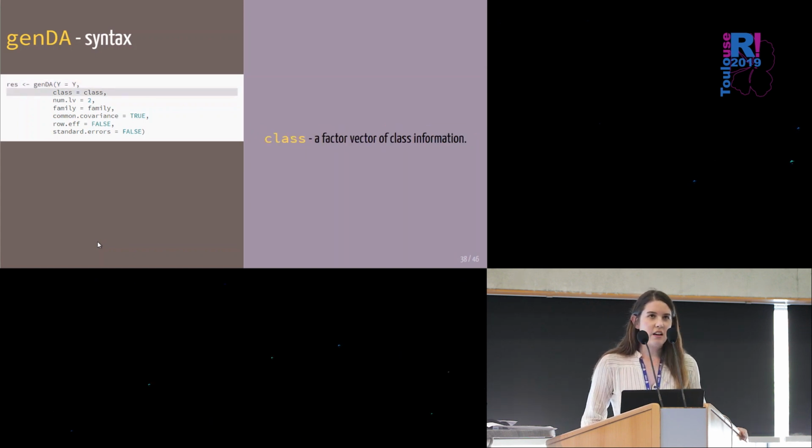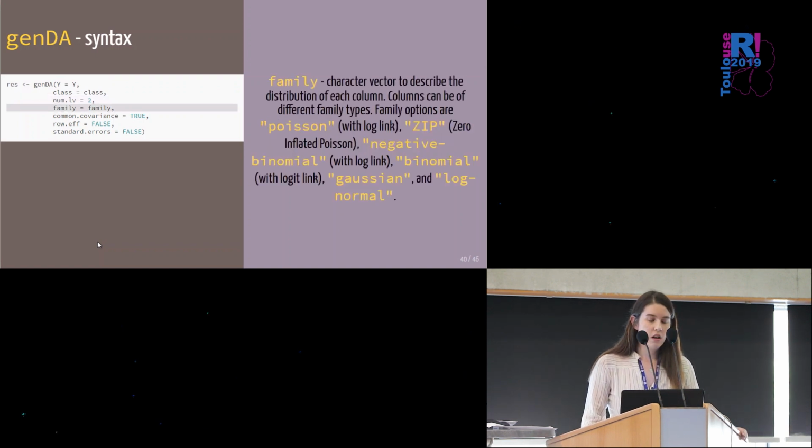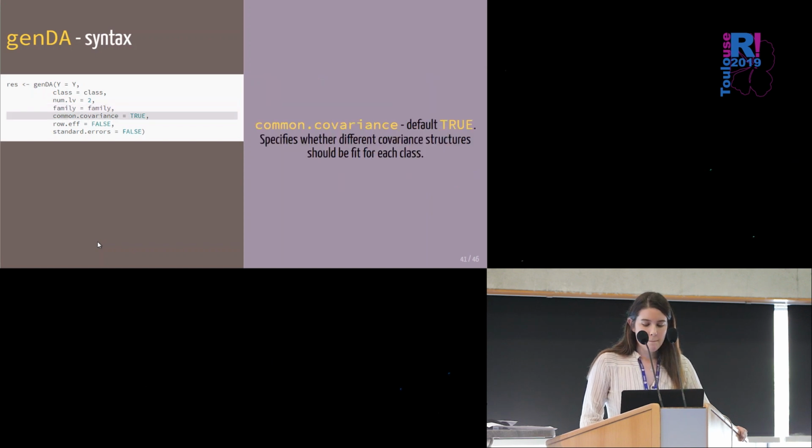We have class containing factor class information. The number of LVs, latent variables, defaults to 2 in this particular case. The family is a vector of how you define what each column should be distributed as. So you have to do that user-wise. And we support Poisson, zero-inflated Poisson, negative binomial, binary, Gaussian, and log normal response types. And we're going to try to add some more in the future. You can specify whether the data has a common or different covariance structure.